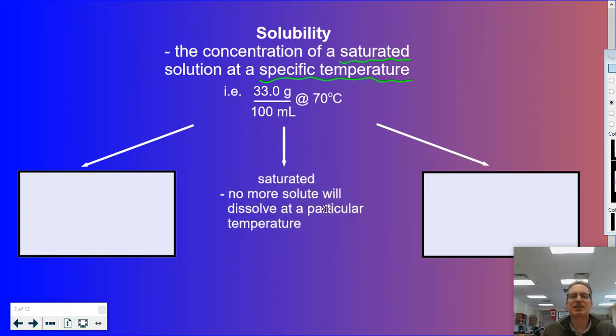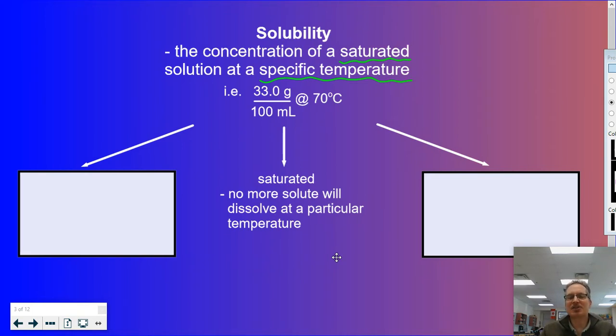The first one is based on our definition: saturated. Saturated means no more solute will dissolve at that particular temperature. Let's look at the example of iced tea. If we had saturated iced tea, that means if I take one more crystal of iced tea powder and drop it into my glass and give it a stir, at that temperature, that crystal will not dissolve because we are already saturated. We have already dissolved the maximum amount of solute in that quantity of water at that temperature.